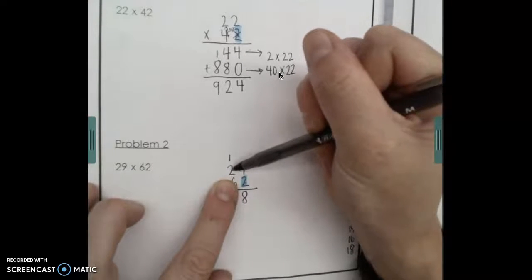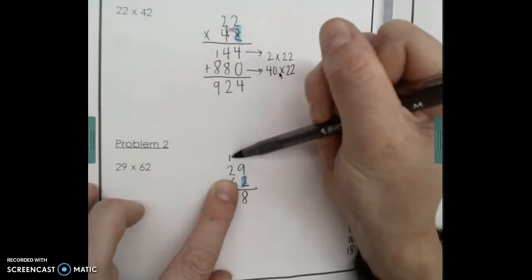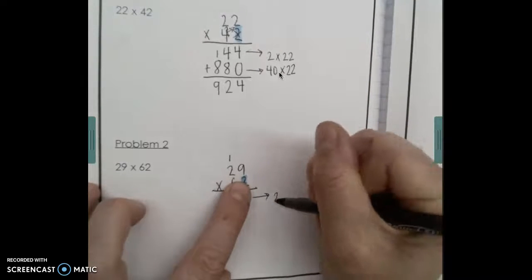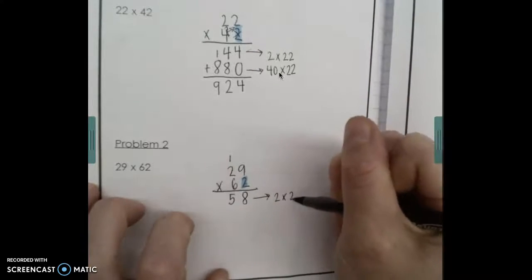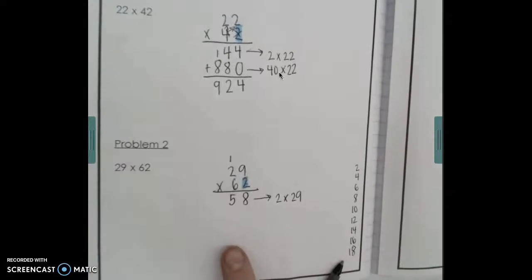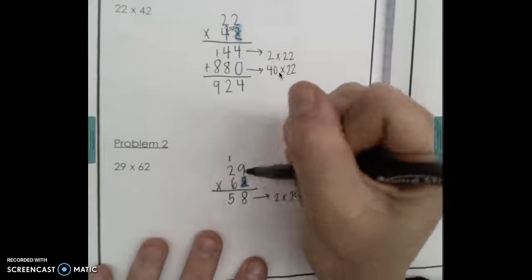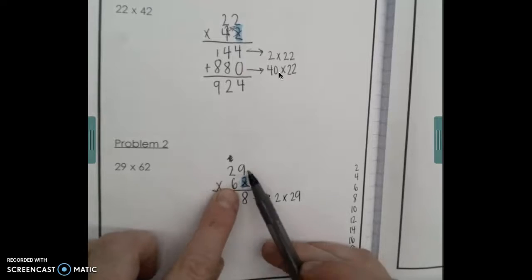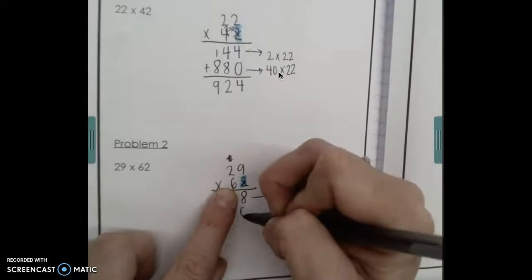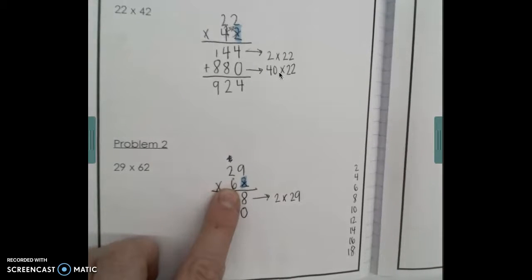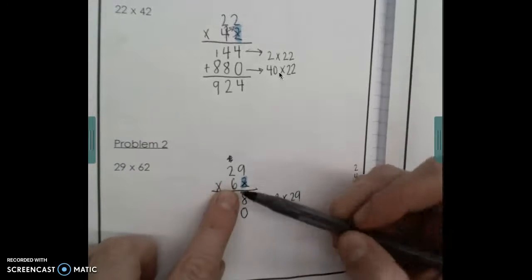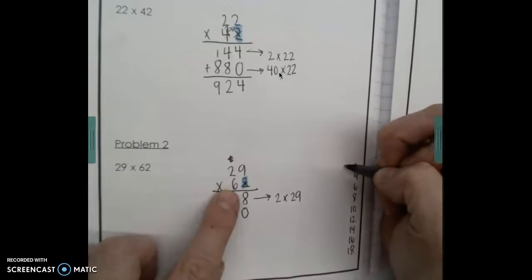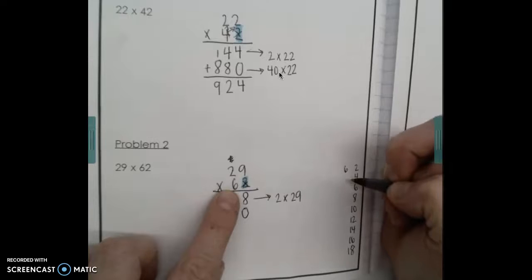Then I keep going. 2 times 2 is 4 plus 1 is 5. So this was 2 times 29. So I did my 2. I'm going to cross off my regrouping so I don't get confused. And now I'm looking at 60. Because this is 60, we're going to put that 0 to show that we have 6 tens. 6 times 9. I can do skip counting down the side if I need to.